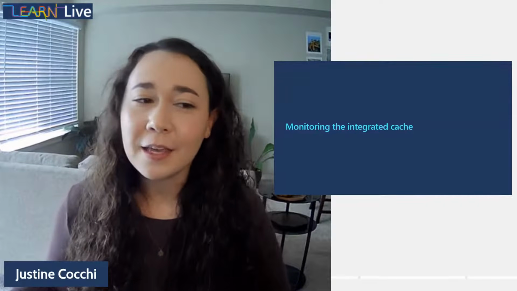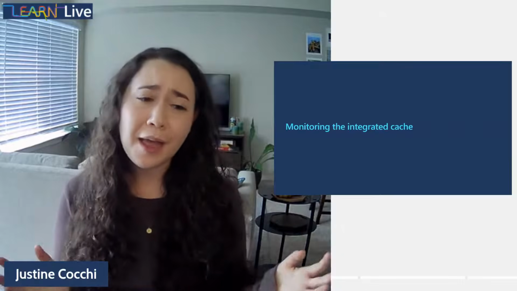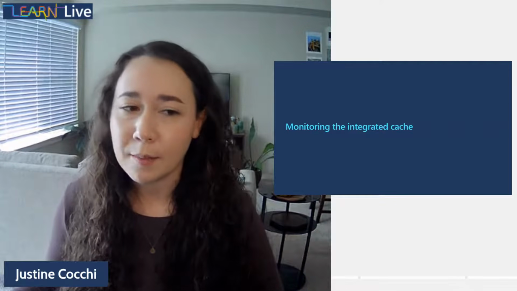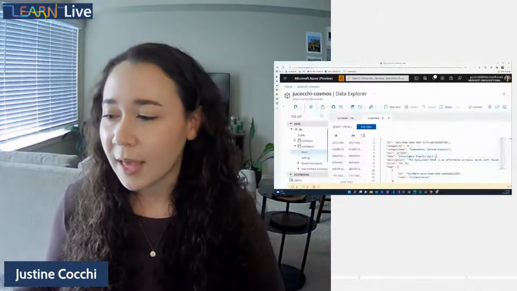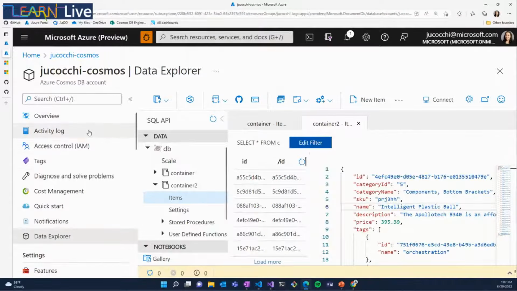So if you want to see your performance, like which requests are actually hitting the integrated cache, is your cache configured to be the right size, all of that can be found in the monitoring. So let me switch to the Azure portal and let's go over here. This is my same Cosmos DB account.